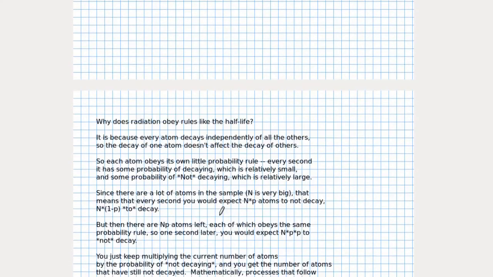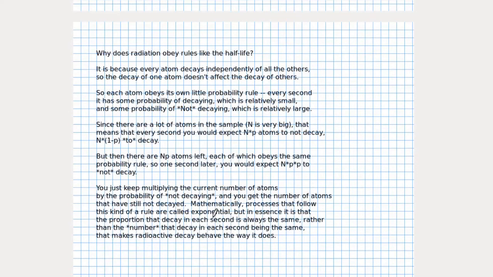Something that I find really fascinating is thinking about why radiation obeys rules like a half-life. Half-life, to me, just sounds kind of strange. Why would you talk about how long it takes for half of it to disappear? The interesting thing about radiation is that because all of the atoms are independent of all the others, they don't really affect each other. So one of them decaying doesn't affect the decay of the others. This is for normal natural radiation. So each atom obeys its own little probability rule. Every second, there's some probability of decaying, and that probability is relatively small usually. And there's some probability of not decaying, which is relatively large.